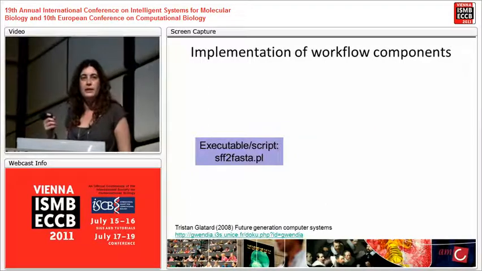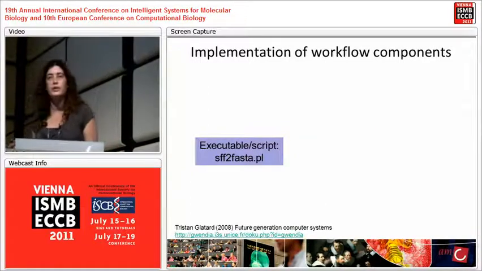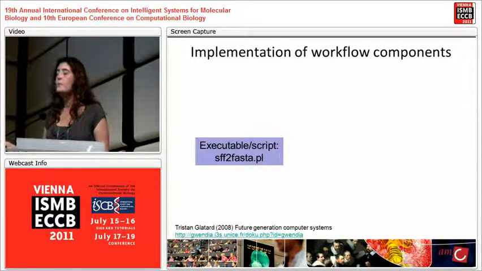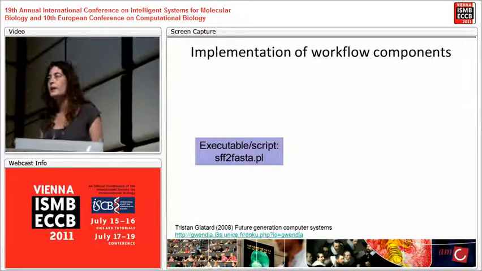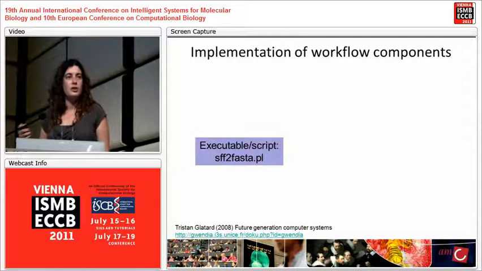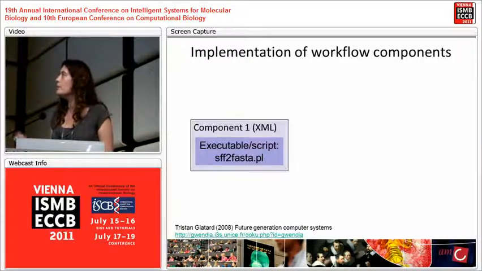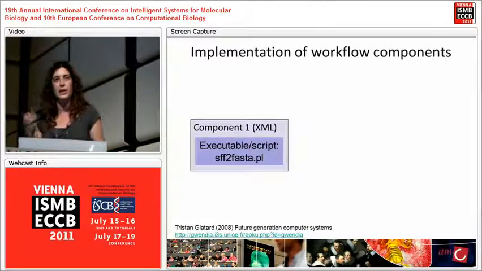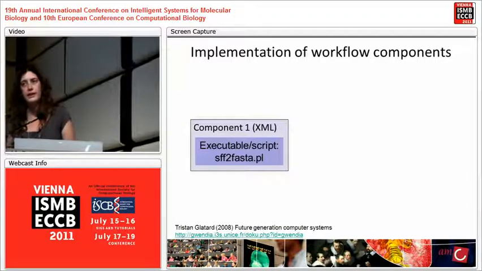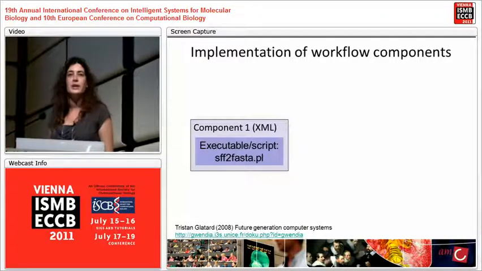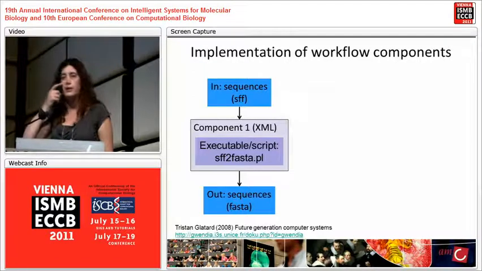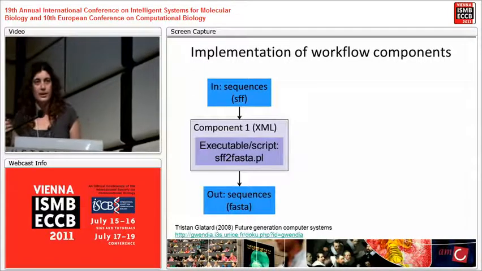So how we implemented this is depicted here. You start off with an executable or script. It can be any executable or script that can be run from the command line. And then we describe it as a so-called workflow component. So you make an XML description, and for those familiar with Galaxy, it's a bit like the tool description that you have there. So you define what you want to execute, and you define what the in and output data is.